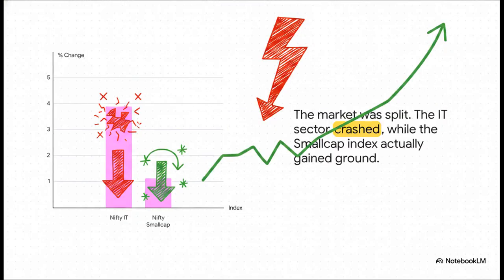But wait, here's where the story gets interesting. Here's the twist. If you look a little closer, it wasn't a total bloodbath across the board. The market was actually completely split. The IT sector crashed, down almost 4%. But at the same time, the small cap index actually finished in the green. That split, that divergence, that is the real story of the day.